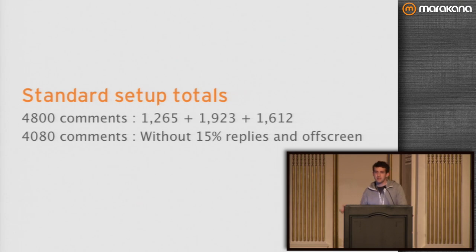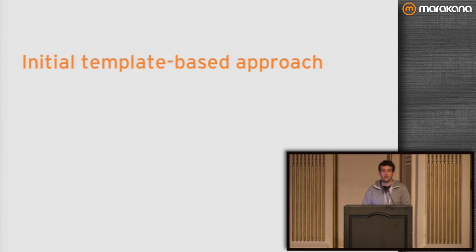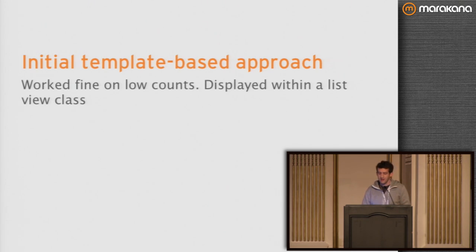And then just to complete some arbitrariness, not all of them we're going to show right away, of course. We have about, say, 15% replies and a bunch of off-screen things. So in the Backbone app kind of model, you have this collection of comments and a template, maybe a loop on a template that would render these out. So the initial template-based approach for this worked fine on low counts, obviously. It was using a list item, it just seemed like a standard implementation. And we have actually this list view class within our code base that helps manage lists and insert things in the correct place.